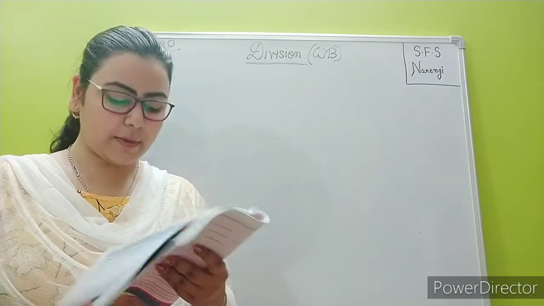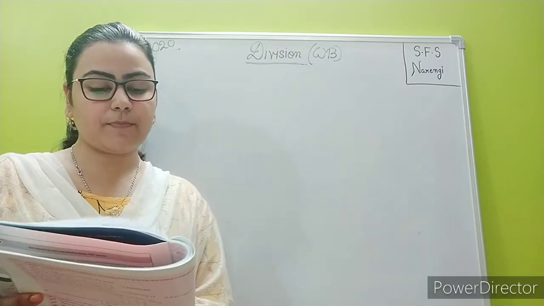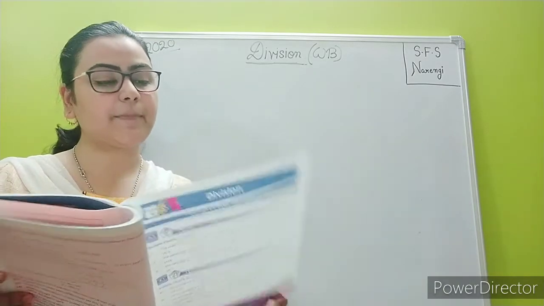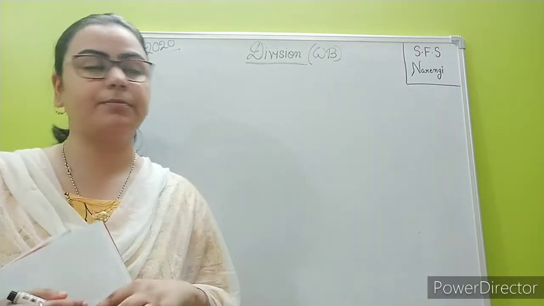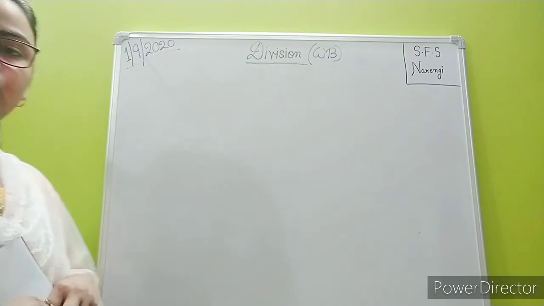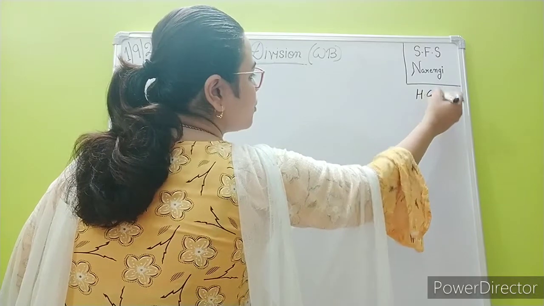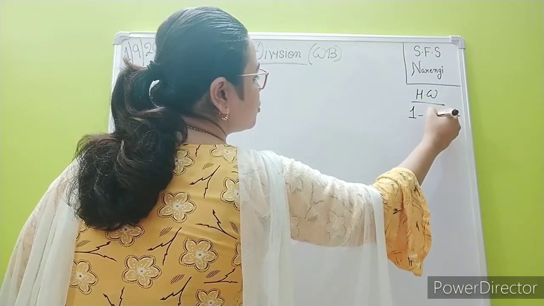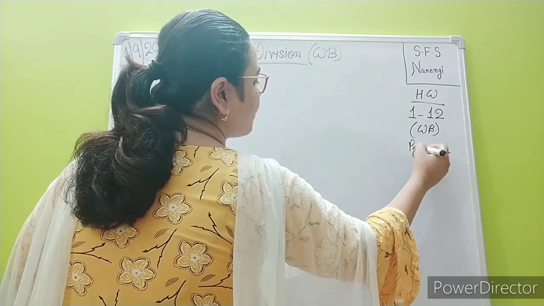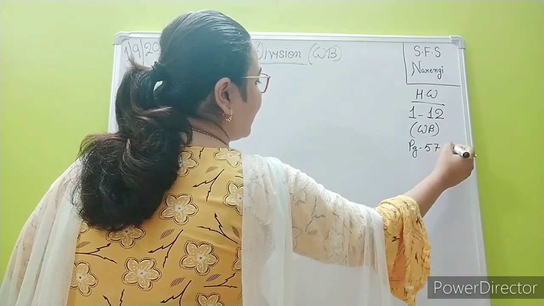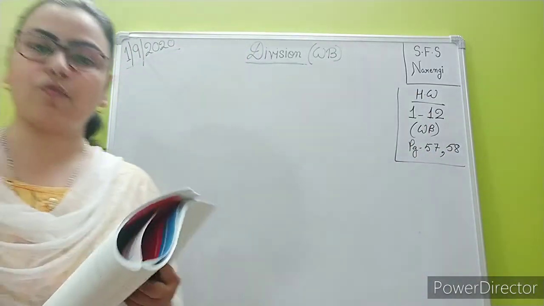The first few are multiple choice questions and those will be your homework. So children, from number 1 till number 12 is your homework. You have to do it in the workbook only, but please do it with pencil. Homework is number 1 to number 12 of the workbook, page number 57 and 58.